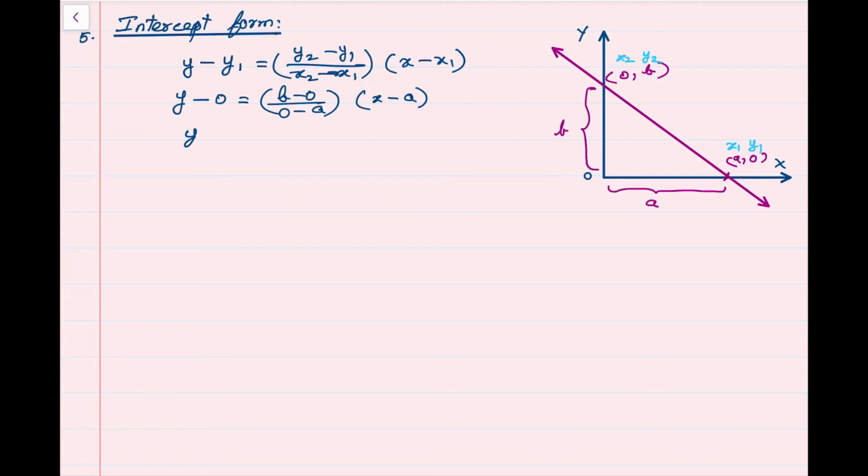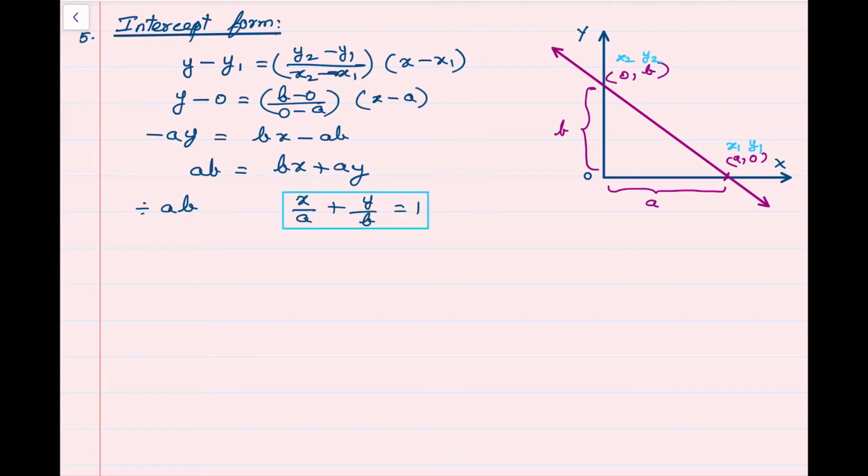Let us cross multiply. Minus ay is equal to bx minus ab. ab is equal to bx plus ay. Divide the whole equation by ab. We get x by a plus y by b is equal to 1. This is the equation of a straight line in intercept form, where a is the x-intercept, b is the y-intercept.